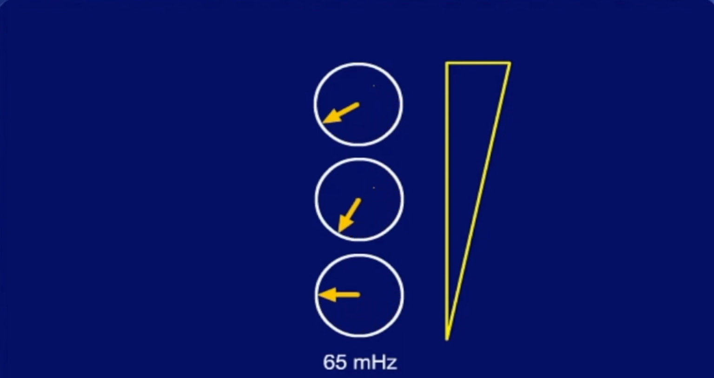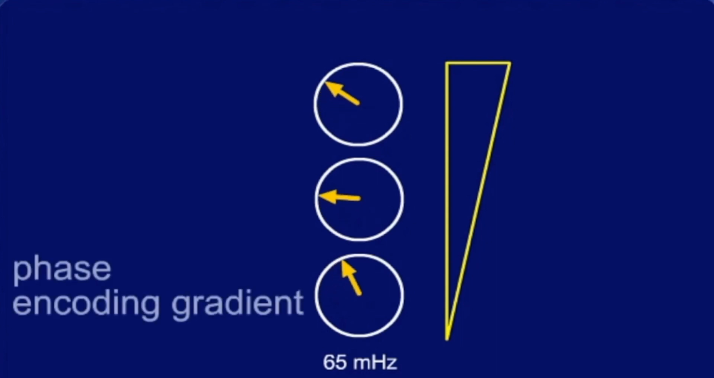However, there is an important difference. Formerly, the protons and their signals were in phase. Now, the protons and their signals still have the same frequency, but they are out of phase. As the gradient which we used causes protons to precess in different phases, it's called the phase encoding gradient.